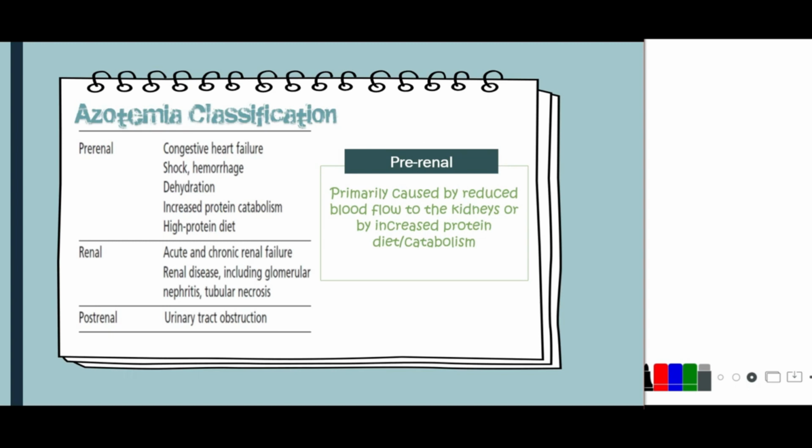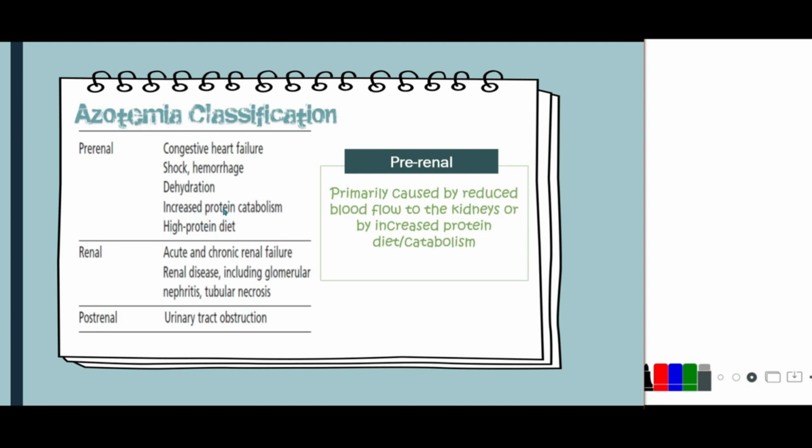So the conditions associated with pre-renal azotemia stated here includes your congestive heart failure, your shock, hemorrhage, and dehydration. The first three is associated with reduced blood perfusion towards the kidneys. And then, of course, if you also have increased protein catabolism and high protein diet.